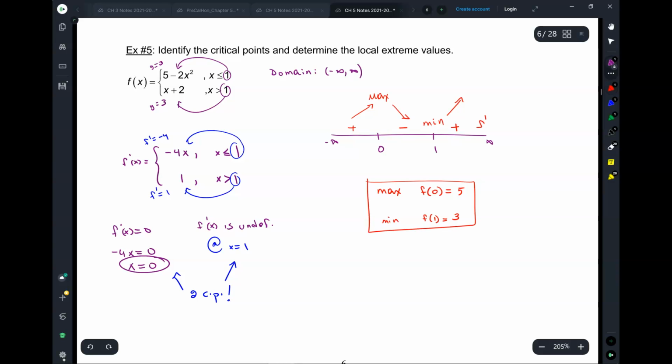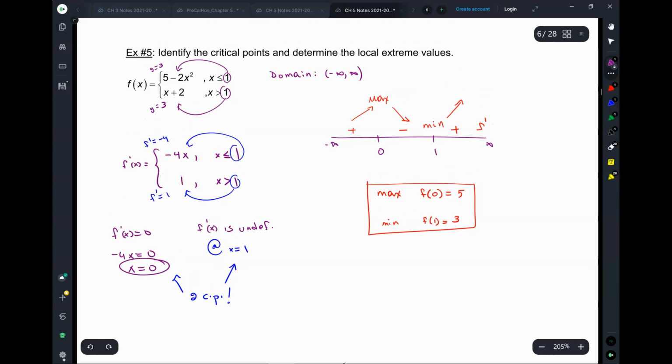One other thing. Does this make sense? What is happening here? Look at this function. The division is at 1. Before that, it's a parabola that goes to 3, and after that it's a linear function that goes up. Look at how beautifully it all meshes together.